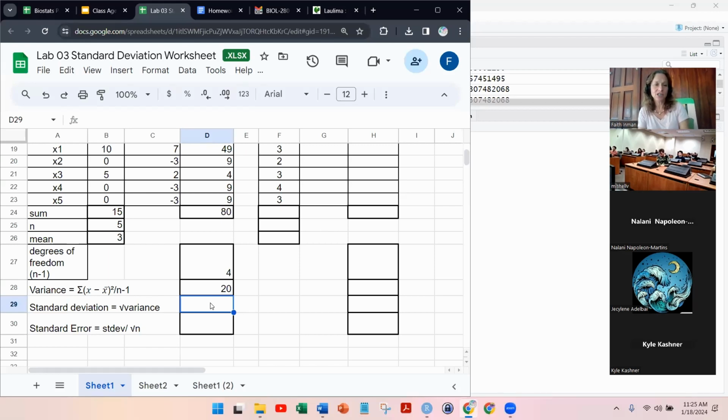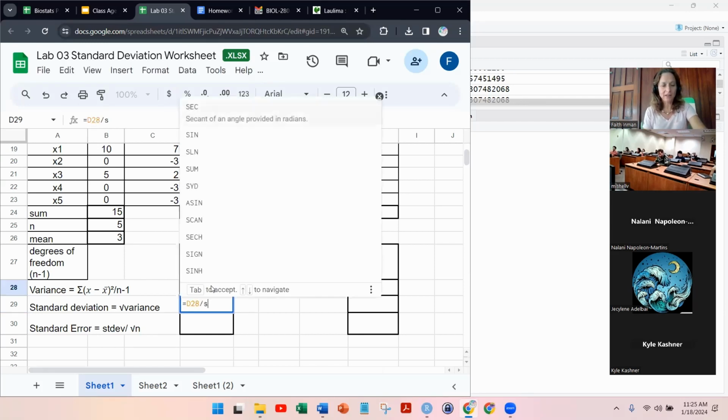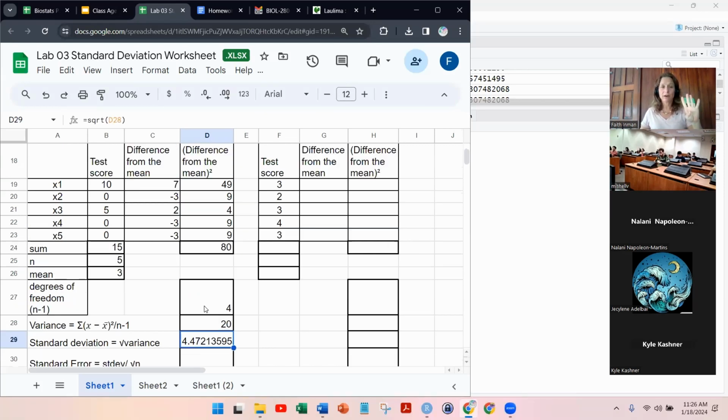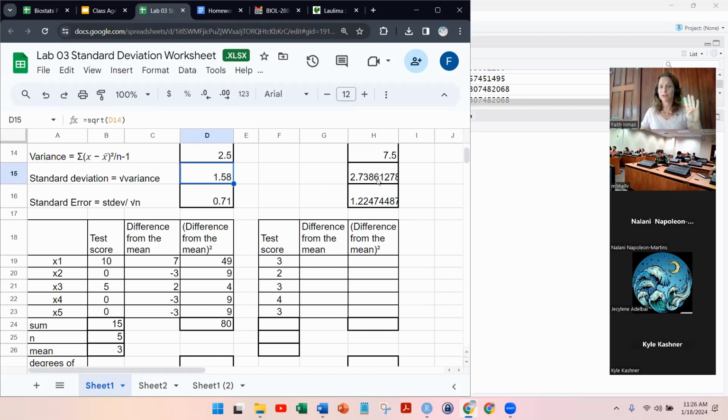And the standard deviation now, you simply take, I'm sorry, no, it's just equal to the square root. I'm like, what am I doing? The standard deviation is equal to the square root of the variance, equals SQRT variance, right? So our standard deviation here is 4 compared to before 1.5 or 2.7.